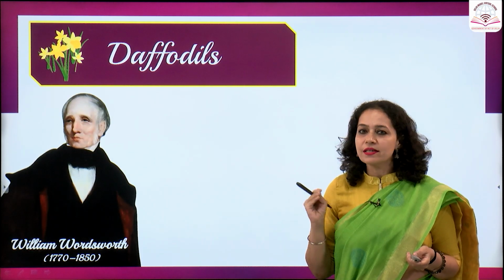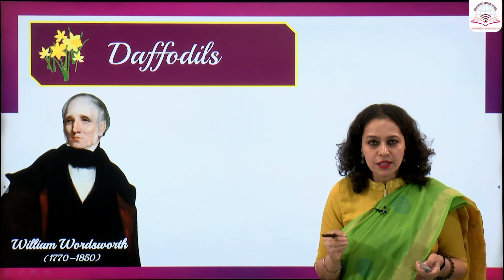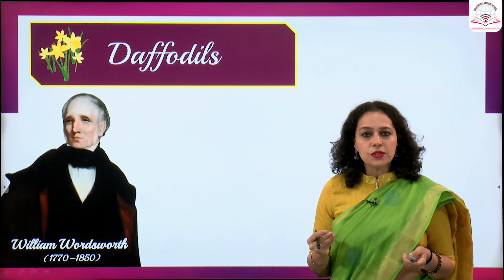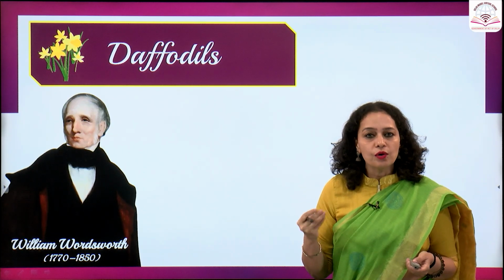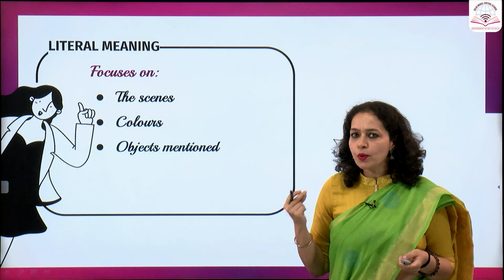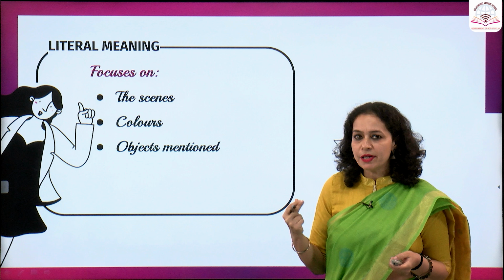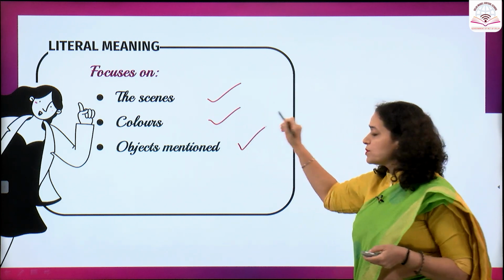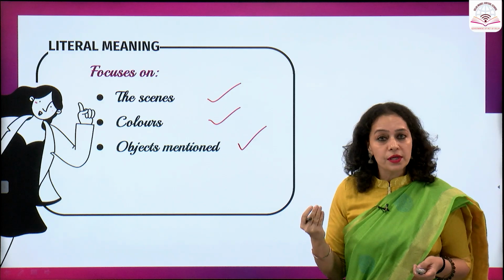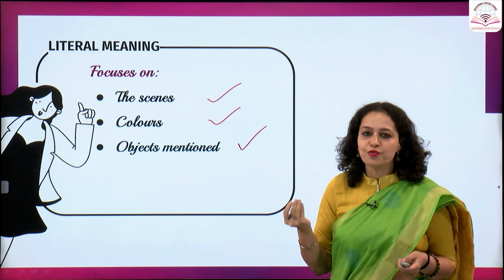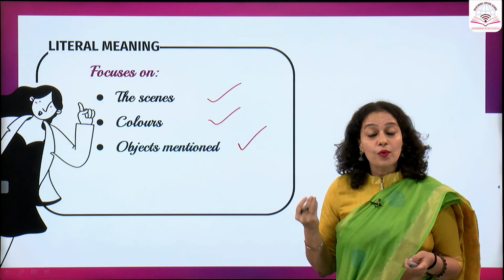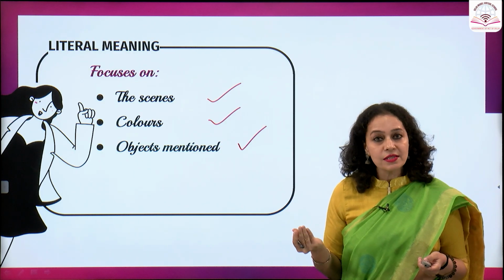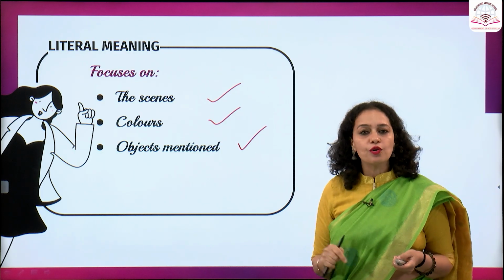As we discussed in the last video, the poem Daffodils by Wordsworth, we also talked about the poet and the literal meaning of this poem. Just to have a quick recap, when we discussed the literal meaning, we talked about the scenes, the colors and the objects that were mentioned in the poem. Yes, the poem was about the bright, vibrant daffodil flowers, which the poet goes around the field and enjoys. So this comprises the literal meaning.